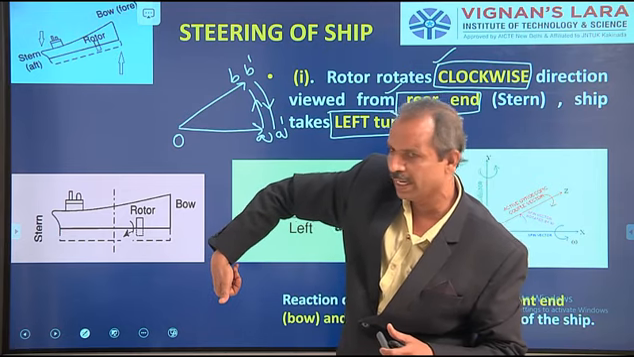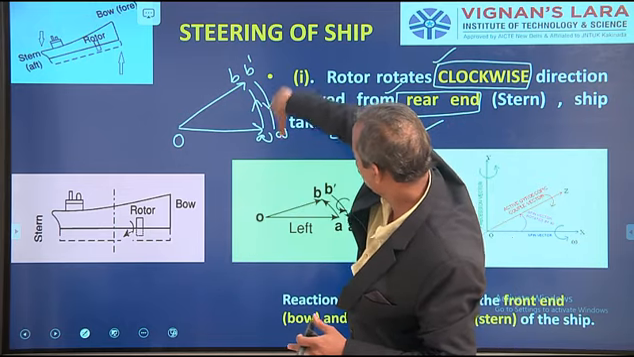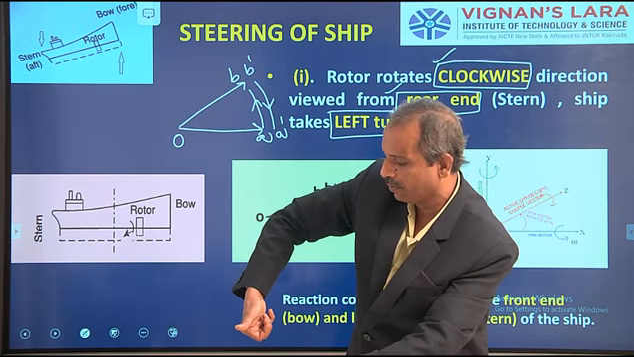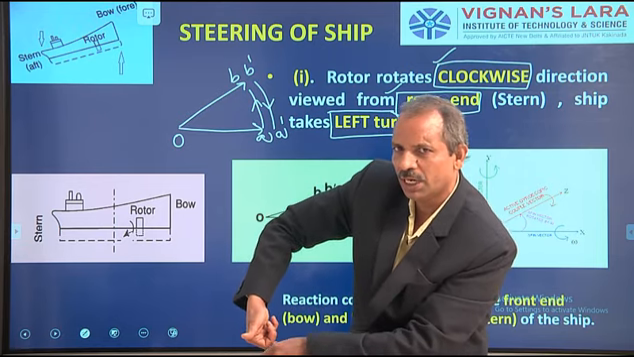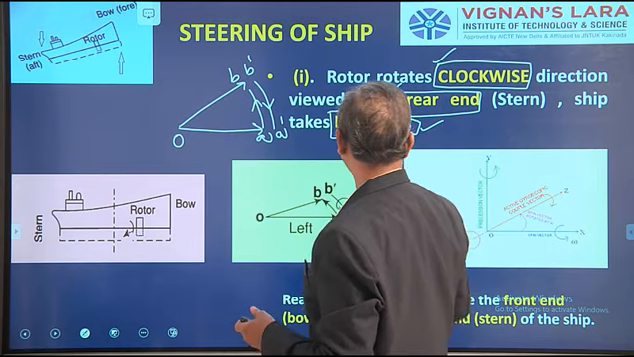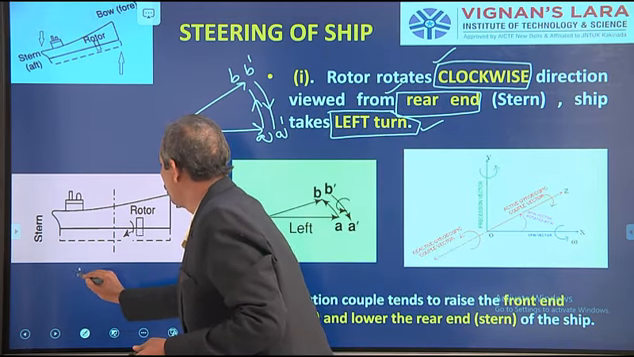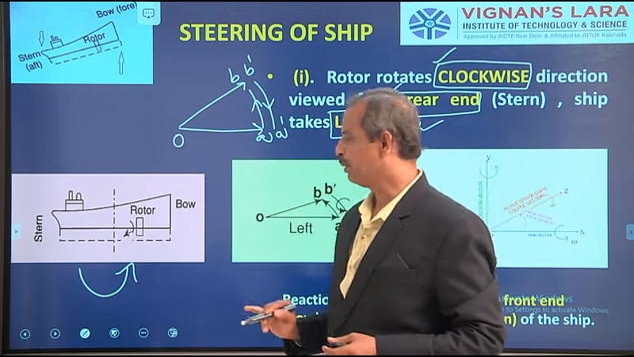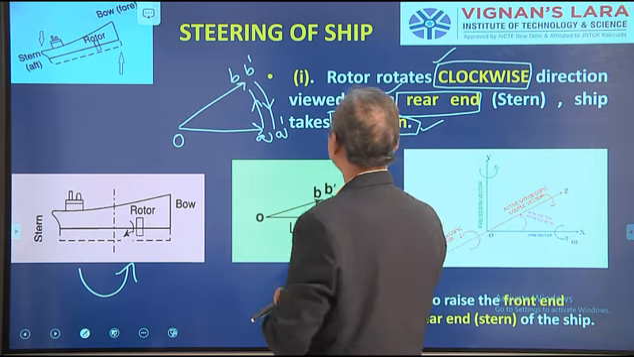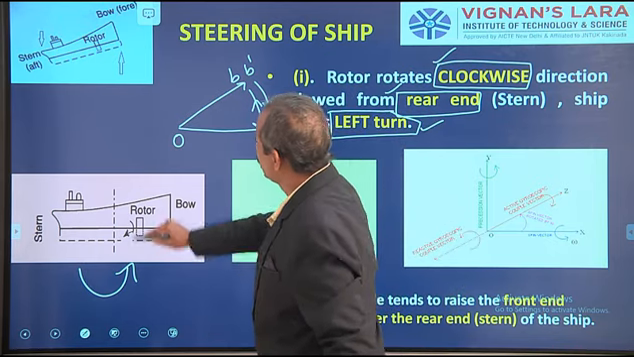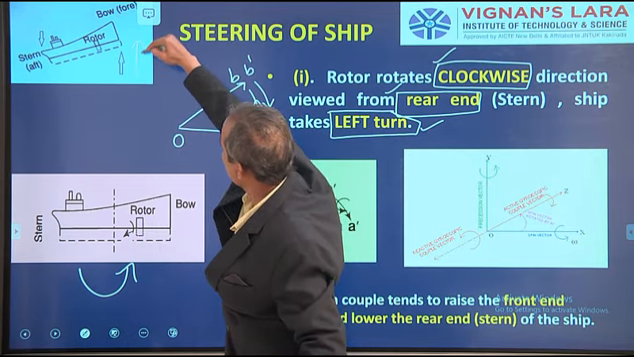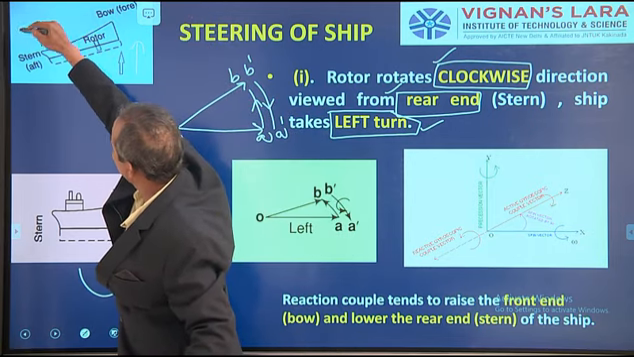Keep your right hand once again. The thumb is in the sense of your B dash A dash downward. Then your four fingers are rotating. If you look at from here, they are rotating in which direction? Counterclockwise direction. So if I put this counterclockwise direction force here, then what is going to happen? This counterclockwise force will move the bow up and move the stern down.